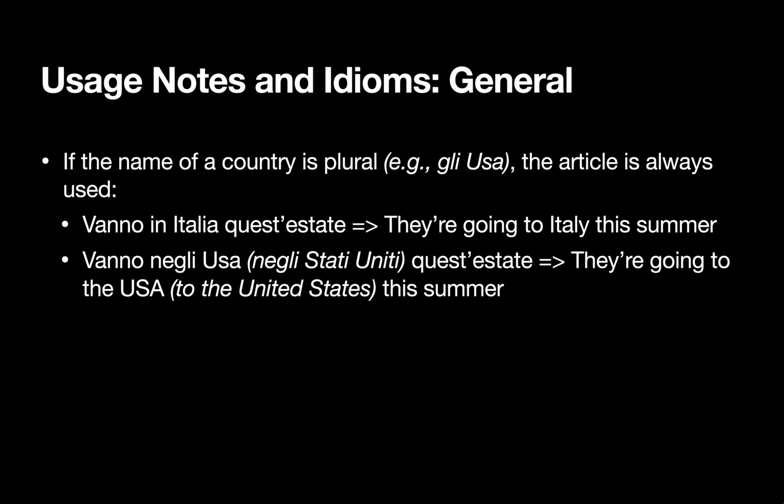If the name of a country is plural, then the article is always used. So, like the last example, you would say vanno in Italia quest'estate. They're going to Italy this summer. In Italia. On the other hand, since gli USA is plural, we would say vanno negli USA quest'estate, or vanno negli Stati Uniti quest'estate.